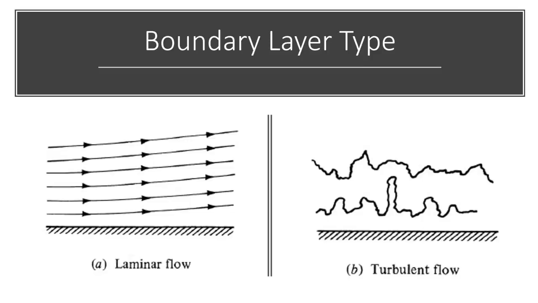Boundary layer types. There are two types of boundary layers, turbulent boundary layer and laminar boundary layer. The laminar boundary layer is characterized by smooth, regular streamlines as shown in the figure. Turbulent boundary layer is characterized by irregular, agitated motion of the fluid particles. Skin friction drag and pressure drag are related to this type of the boundary layer.